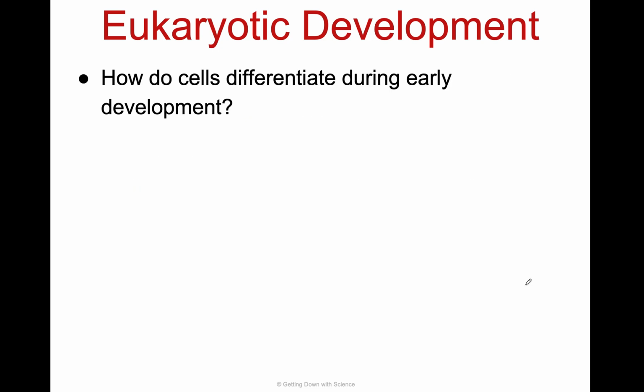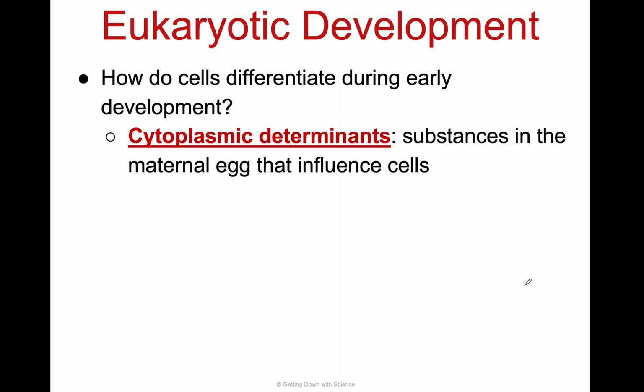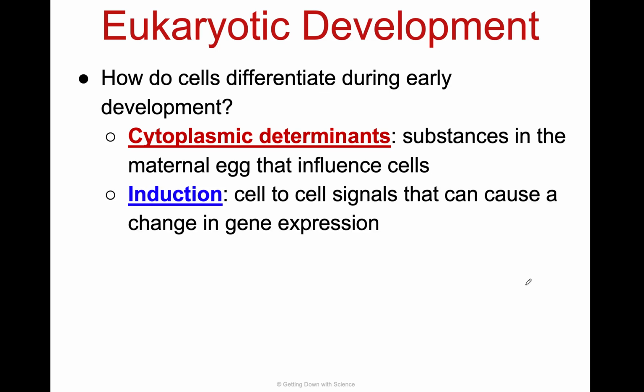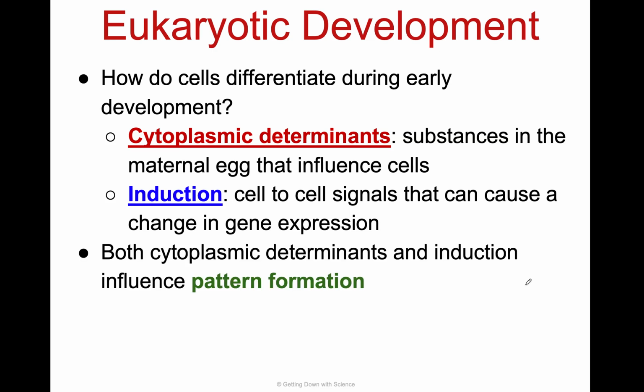So, how do cells differentiate during early development? There are substances in the maternal egg that can influence cells. There's cell to cell signaling, right, that can cause a change in gene expression. Both of them influence the pattern formation itself. So essentially, the first thing in human development that develops is the spinal cord. It's like a spinal node, right? So all the cells move up there and they differentiate to form different patterns that go on to form different functions, et cetera. It's really a cool thing. Embryonic development is fascinating.